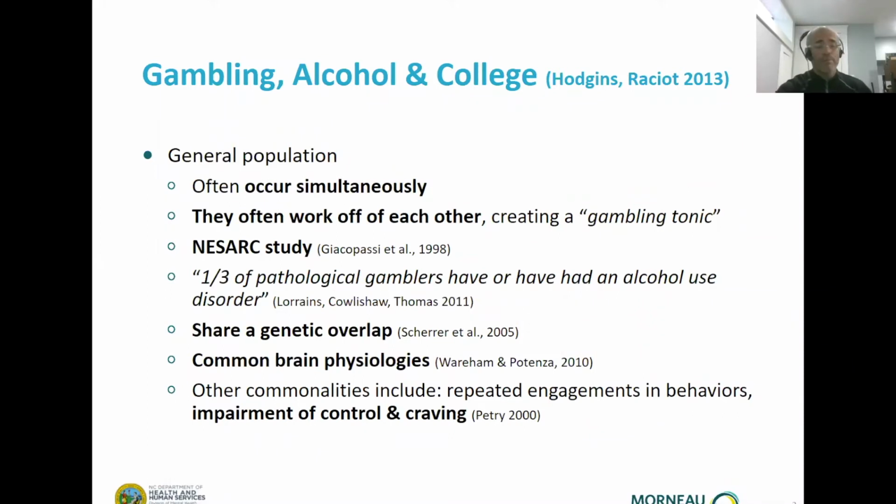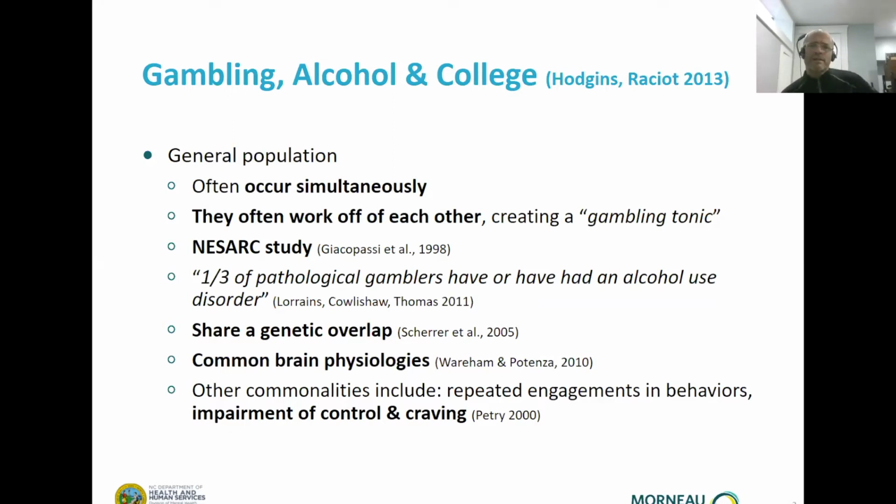And if we remember, this disorder moved from the impulse control disorder category in the DSM-4 to the DSM-5. Now they're under the substance use disorder family, for one reason, because they have common brain physiologies. Also, they share that genetic overlap I just stated. I covered the NESARC study just now.